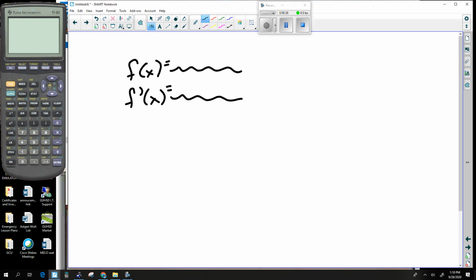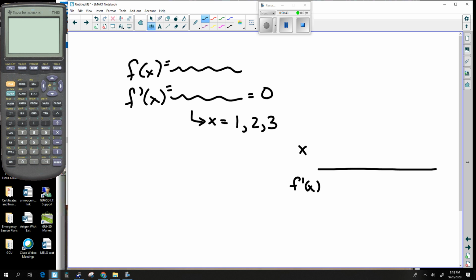Now, what I'm going to do is set that equal to 0, and I'm going to get some critical numbers coming off of this, like x is equal to 1 and 2 and 3. If I put that on a number line for the first derivative test, with values like 1, 2 and 3, I take a look at how the first derivative acts, and we'll say that's positive, positive, negative, positive, or something like that.